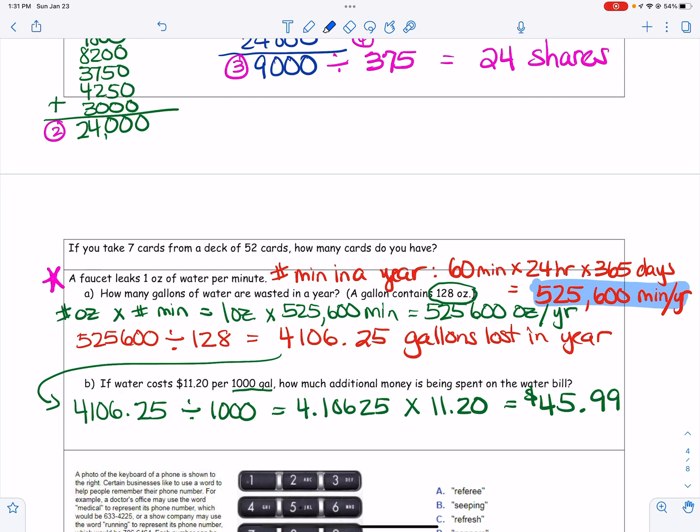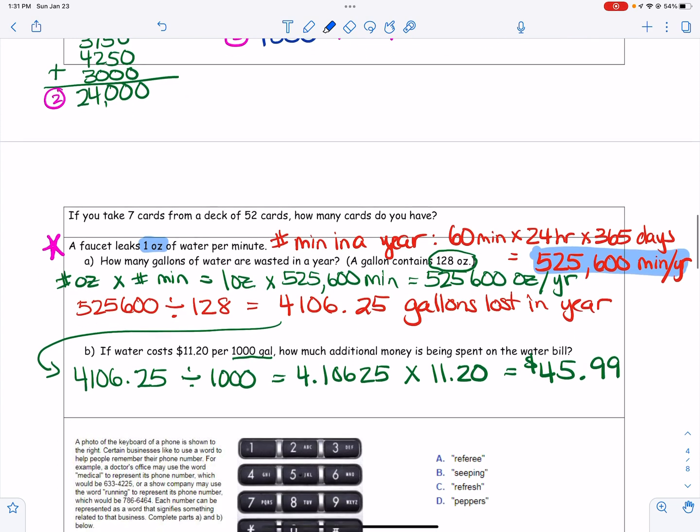You take the number of minutes in a year times the leak, and this one just happened to be 1 ounce, and so you multiply that, and then you take that number and divide it by the number of ounces in a gallon, which is 128. That gives you your first part. Then you will divide it by 1,000 to see how many thousands of gallons are in that. And then you multiply it by the cost.